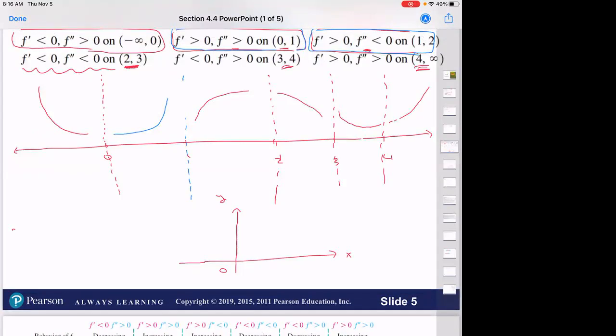So this is 0, 1, 2, 3. On the left side of 0, the function is decreasing. On the right side of 0, the function is increasing, meaning we have a critical point there at 0. And on the left side of 0, the function is concave up. At 1, there's an inflection point.